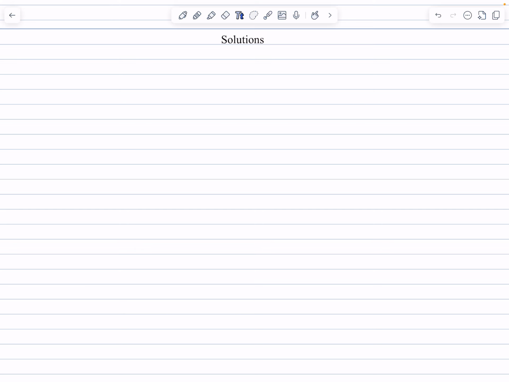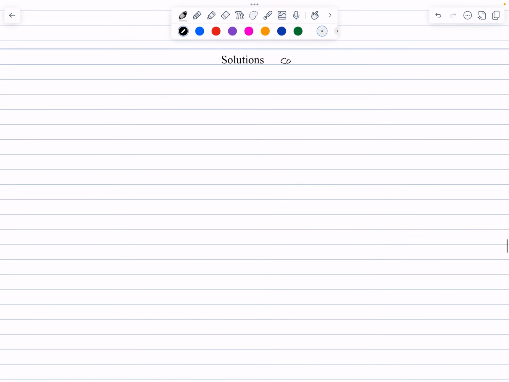Solutions. So solutions first, they can be in any phase. Solid, liquid, gas, right? Solid solutions, an alloy would be an example. Liquids, that's what we're going to deal with most of the time, especially in Gen Chem 2. And gases, like obviously air, perfect solution.